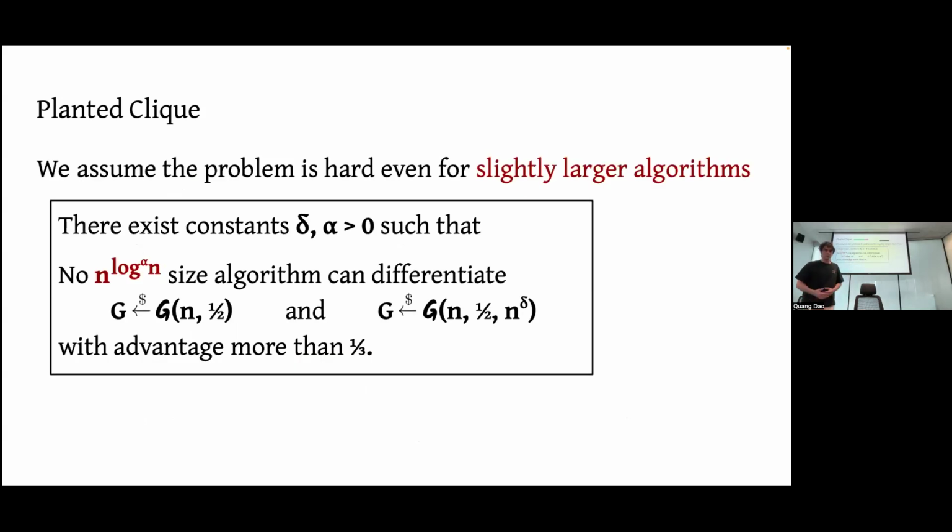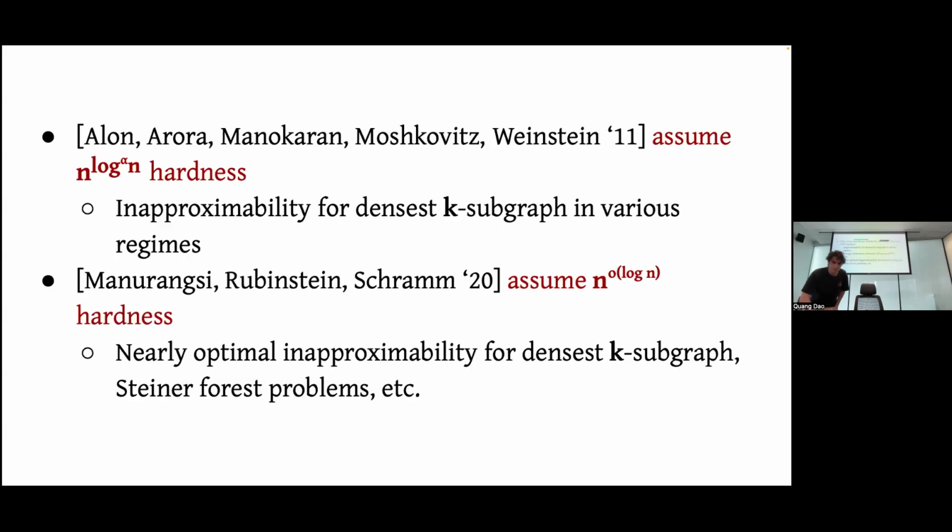Like I was saying before, we need to assume that the problem is hard for slightly larger algorithms, for example, n to the (log n)^0.01 size algorithms. But actually, this exact conjecture has already been used in the literature. Specifically, a paper by Alon and co-authors assumed our exact hardness conjecture, and they actually take alpha equals 1/2 for most of their paper. They use this to get inapproximability results for densest subgraph problems.